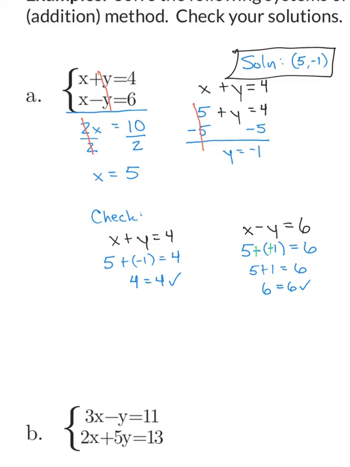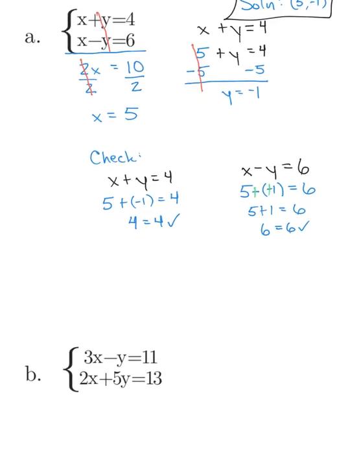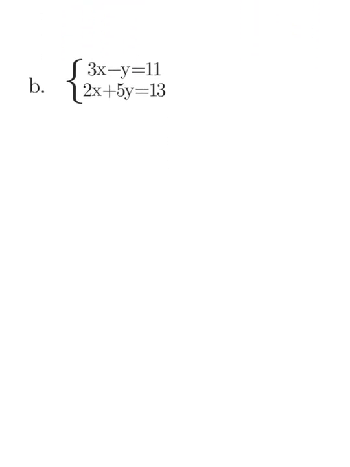And so far, as you can see, this is probably a little bit easier than the substitution method. And we're going to see that as we continue through the examples. So let's look at example B. Example B, we have 3x minus y equals 11 and 2x plus 5y equals 13. This one, if we add straight down right now, we do not have anything that cancels out.